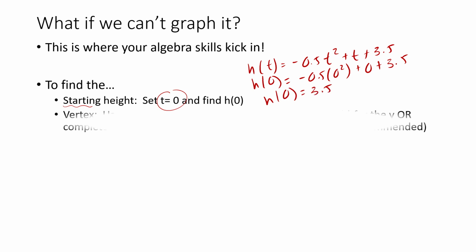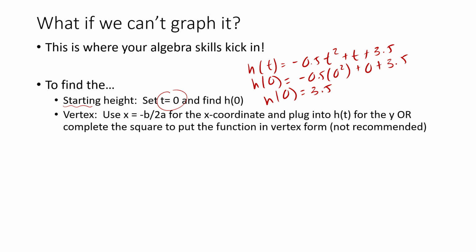Okay. To find the vertex, you've got a couple options. Use x is equal to the opposite of b over 2a for the x coordinate, and then plug that into h of t for the y coordinate. Or you can complete the square to put it in vertex form, but I do not recommend that because too many functions, like putting it in vertex form is not going to be good. But it would look something like this.